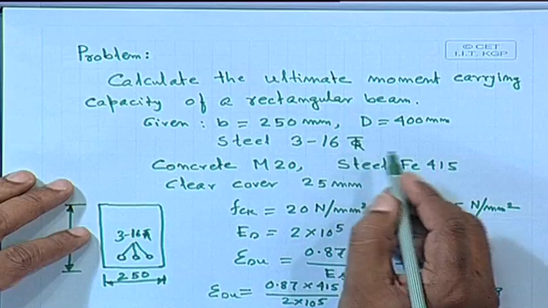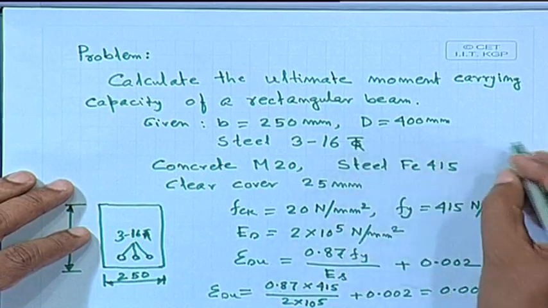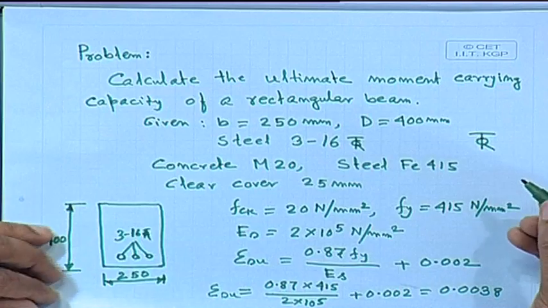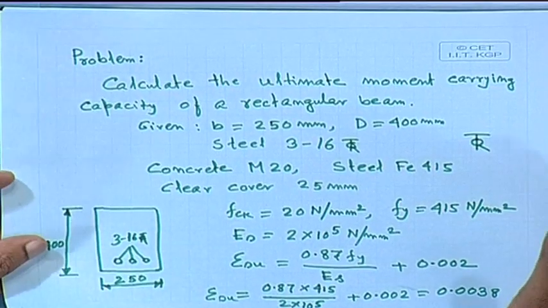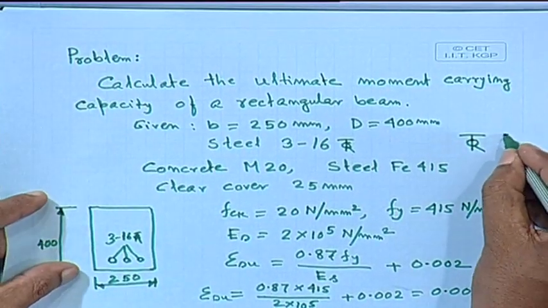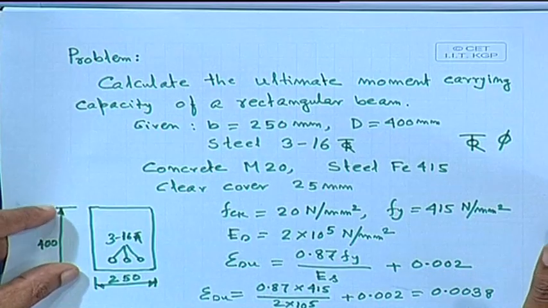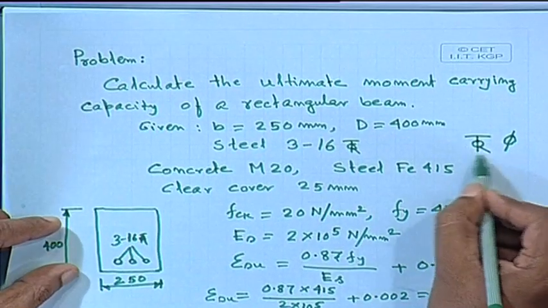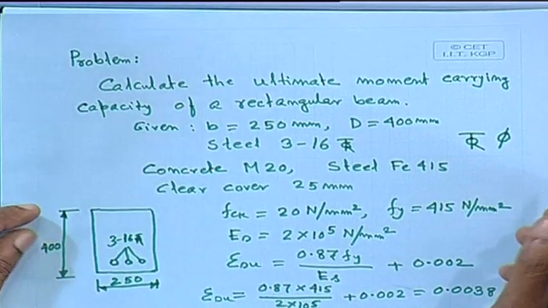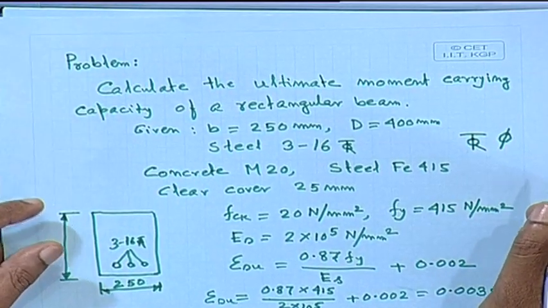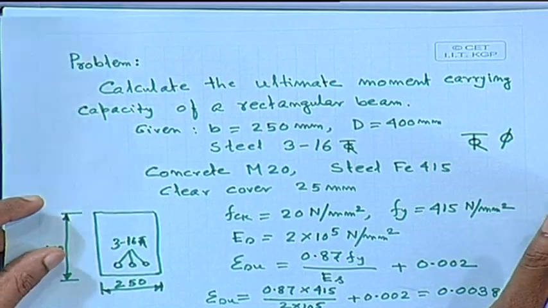3 16 torr, we call it torr, T O R, we are writing TOR in this fashion. So, torr steel we can say. The other one we say phi. Whenever we say 16 phi, that means it is mild steel. If we specify this symbol, then if the grade of steel is not given, we shall assume that it is Fe 415 at least. Okay.